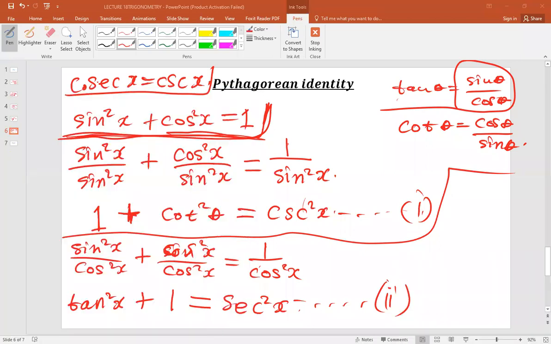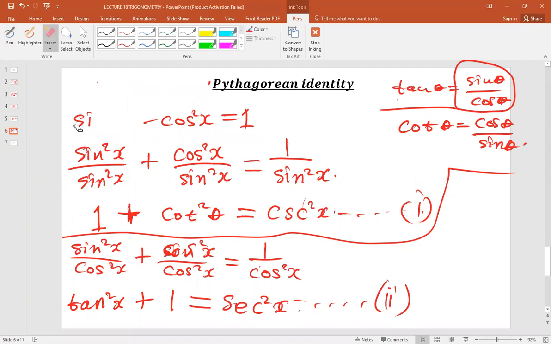Okay, I found one. So this one reads, prove the following identity. Let me just erase everything here.